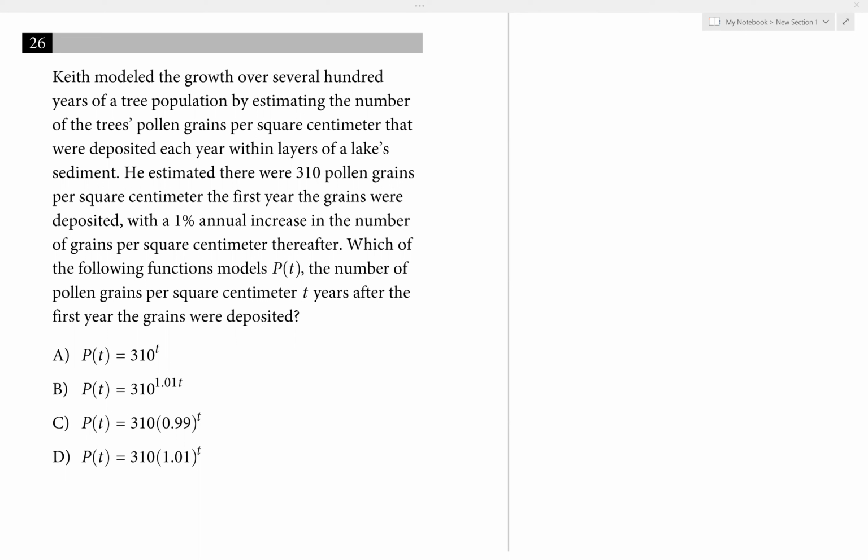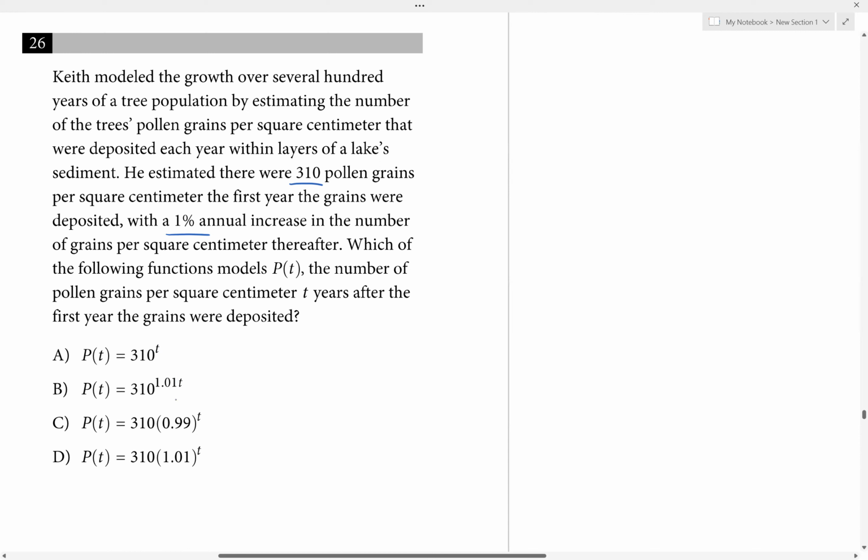Okay, so pretty much we know we started with 310. So 310 pollen grains per square centimeter. And then each year after that is an increase of 1%. So what we have here is going to be an exponential model, and we can see in the answer choices that these are exponential as well, because our variable is in the exponent, right?